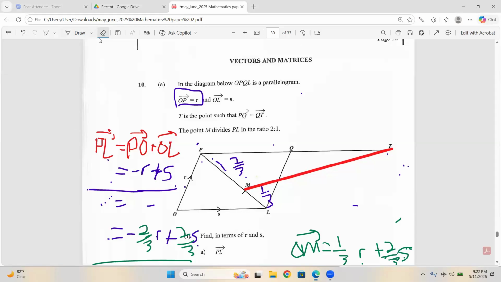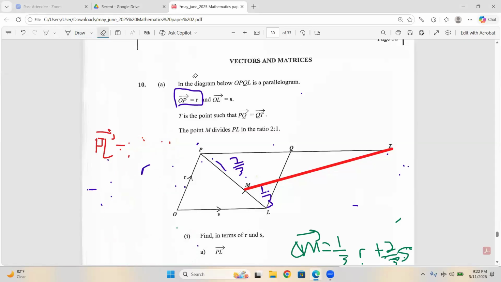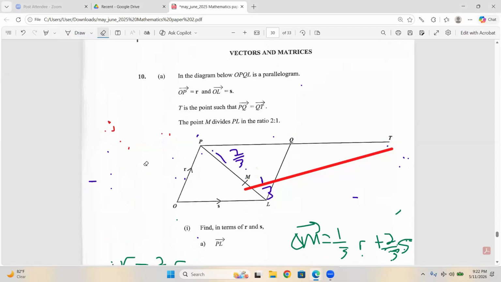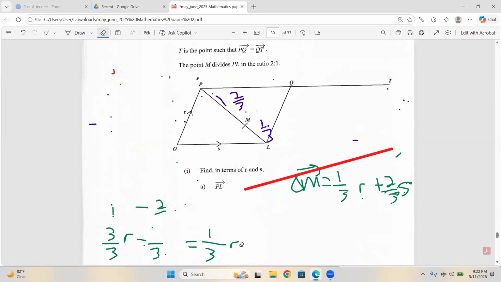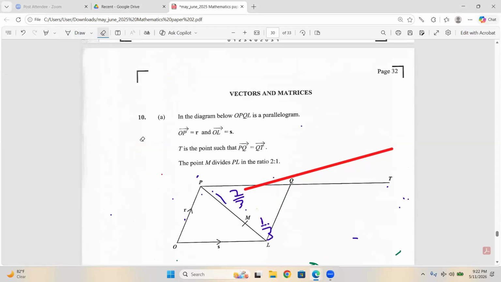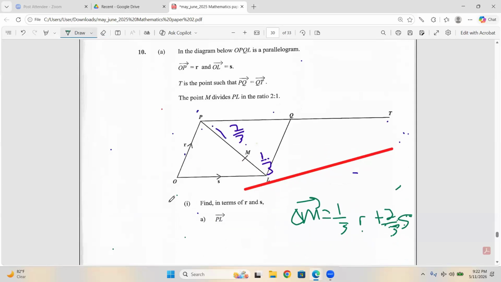So hold on. We try and clear up some of these things from here. I wouldn't need this part, but I'll need OM. So I'll leave OM on the screen and clear everything else that is irrelevant.